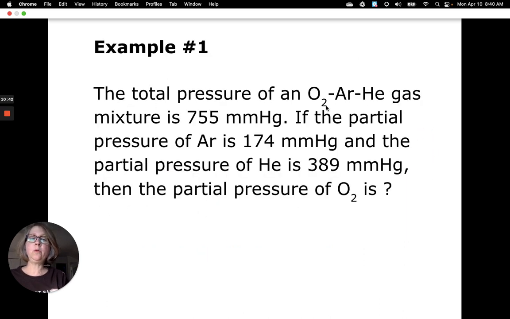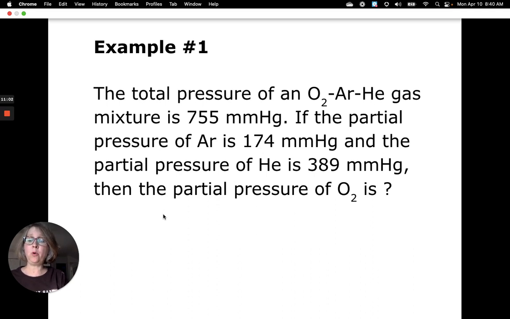The total pressure of an oxygen-argon-helium gas mixture is 755 millimeters of mercury. Remember, that's a unit of pressure. If the partial pressure of the argon is 174 millimeters of mercury and the partial pressure of the helium is 389 millimeters of mercury, then the partial pressure of the oxygen is what?